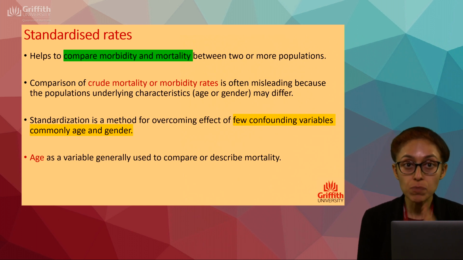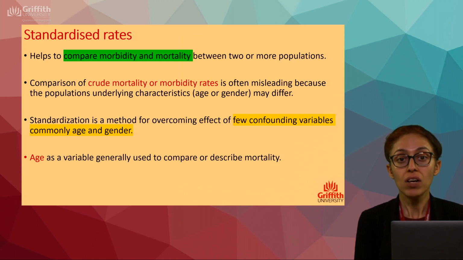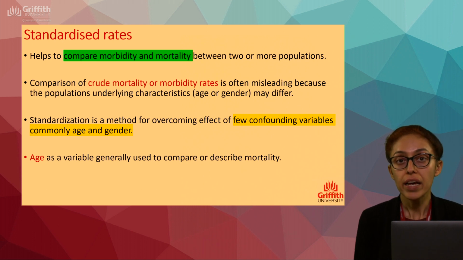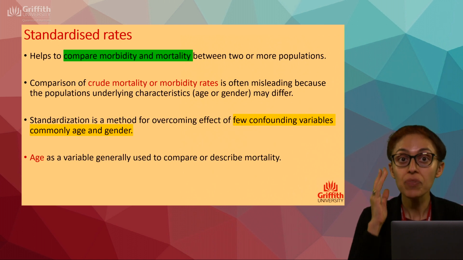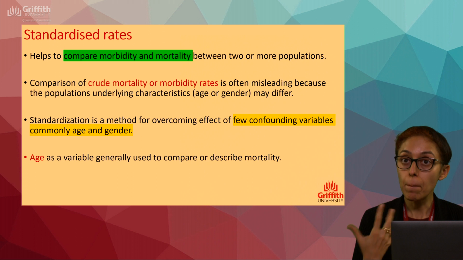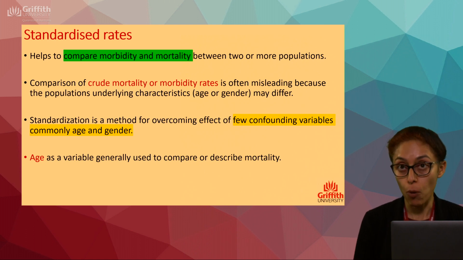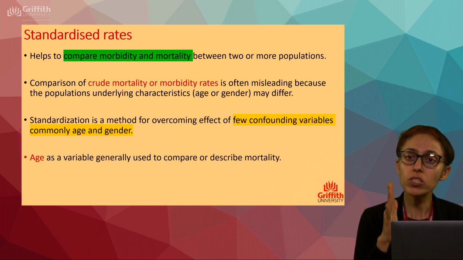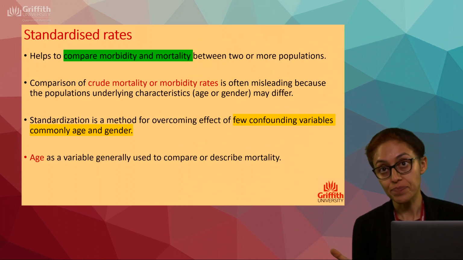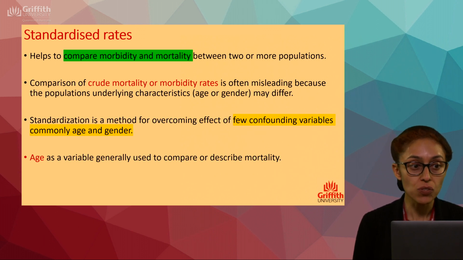So you can say that, irrespective of age, 70% of the population in Samoa is suffering from type 2 diabetes versus 40% of the population in Australia. It could be irrespective of gender too, and age particularly is used as a variable for adjustment when you are comparing and describing mortality between two populations. The most commonly adjusted variables in standardized rates are age and or gender, and we'll be looking at examples as well.